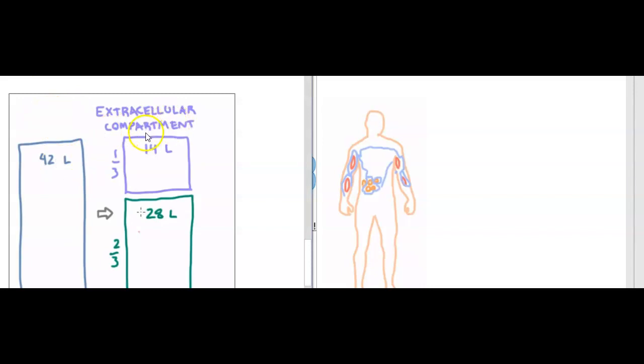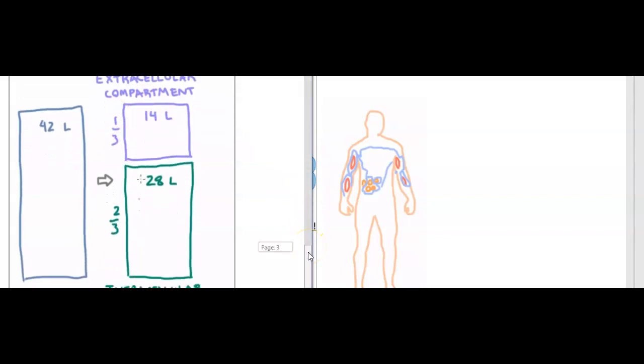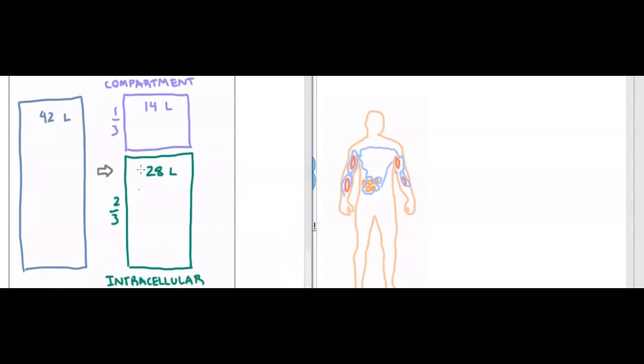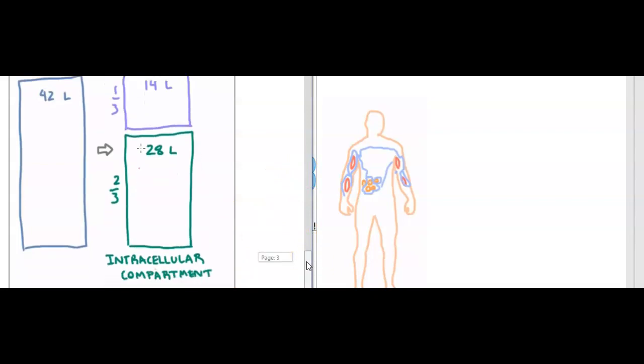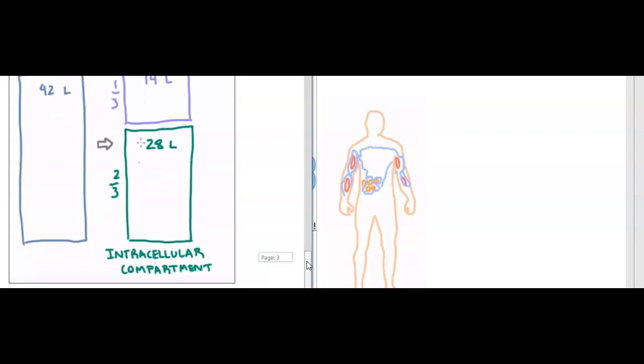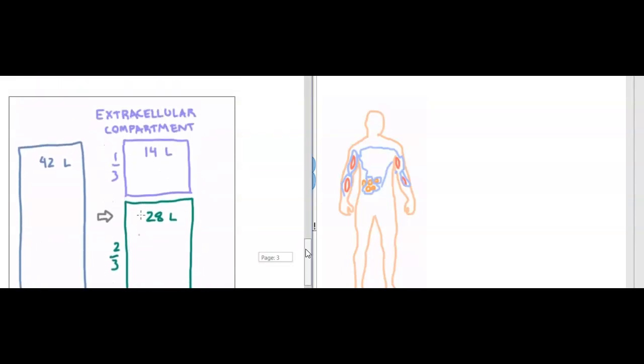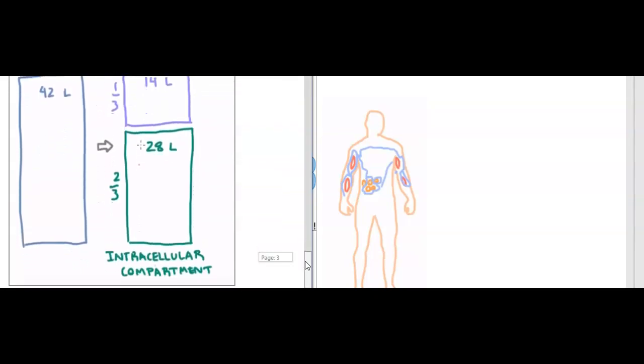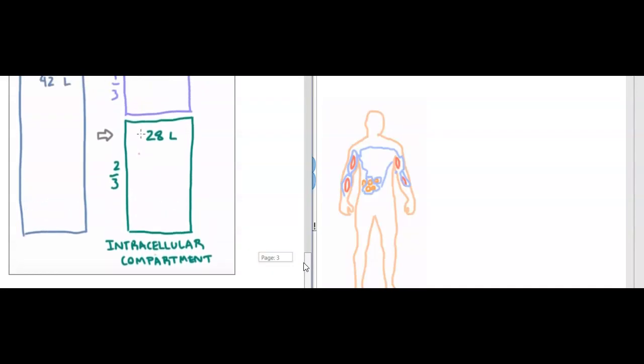So you have the extracellular compartment, which is about 14 liters, about 1/3, and then you have the remaining 28 liters, which is 2/3, the intracellular compartment. Inside, intracellular is 2/3, and extracellular is about 1/3. That's my little take on fluid.